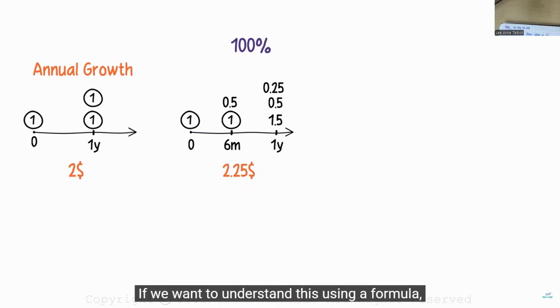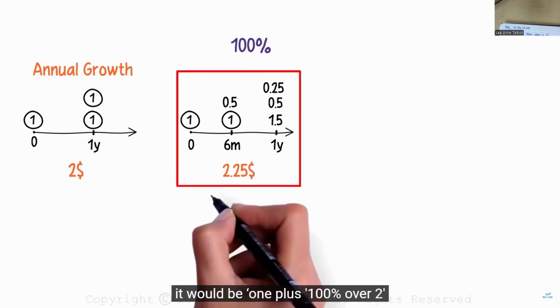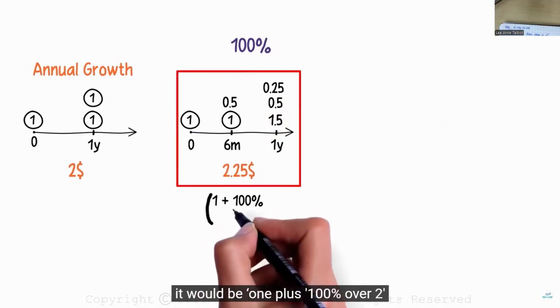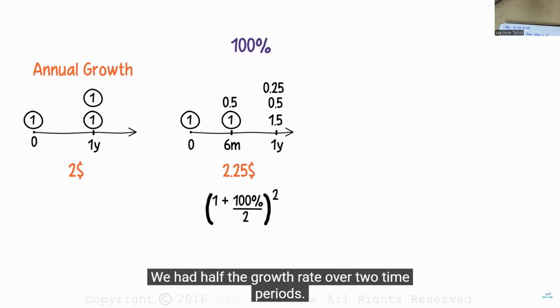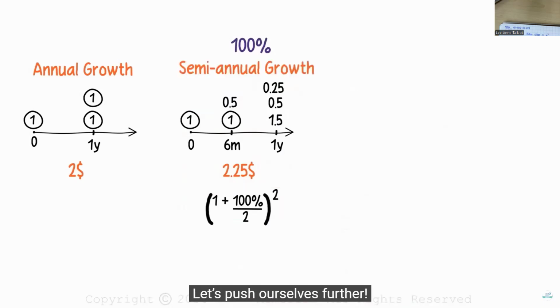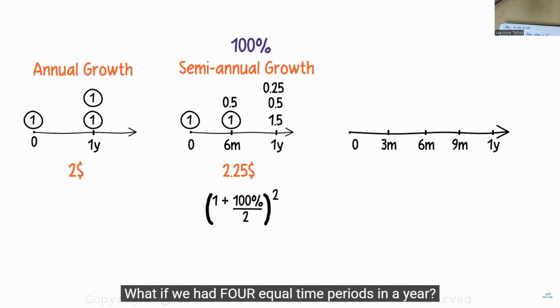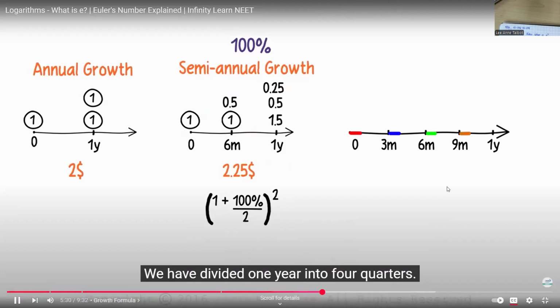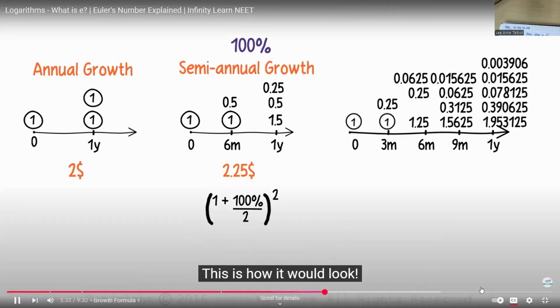If we want to understand this using a formula, it would be 1 plus 100% over 2, the whole squared. We had half the growth rate over 2 time periods. This is also referred to as semi-annual growth. Let's push ourselves further. What if we had 4 equal time periods in a year? We have divided 1 year into 4 quarters. This is how it would look.